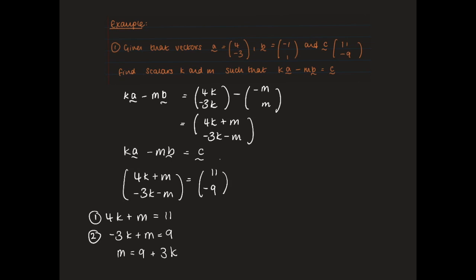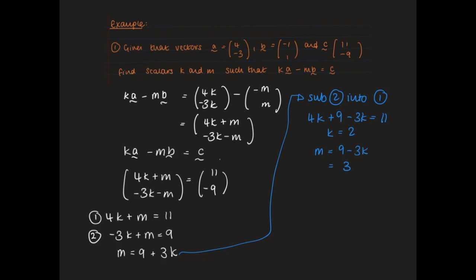So now I'm going to use my simultaneous equations. So I'm going to substitute equation 2 into equation 1. So I find that k is 2 and m is 3.